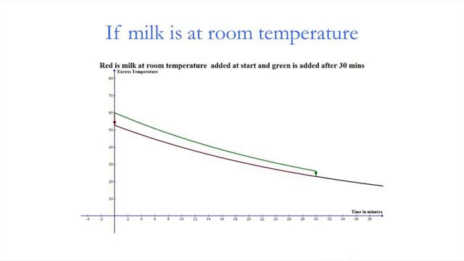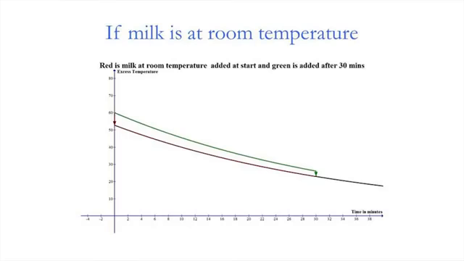So I've got two graphs here according to my two scenarios. This line here is adding the milk at 60. When I add the milk at 60, the temperature immediately drops down, and you can see it drops down to somewhere over 50. Then Newton's law of cooling kicks in, and it subsequently cools and goes down like that. So that's the scenario of adding the milk at the very start.